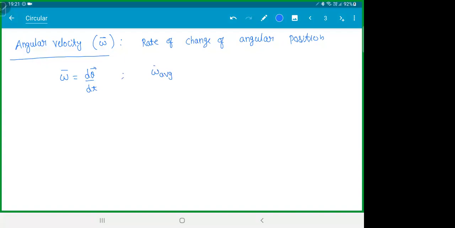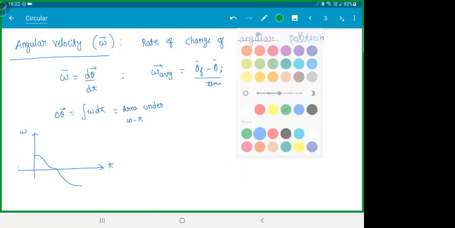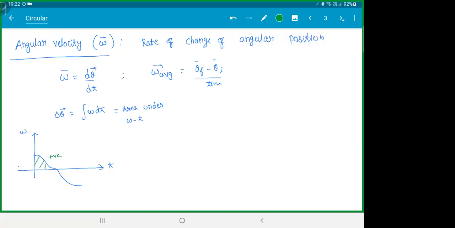Omega average. Remember average velocity? Final position minus initial position by time. So delta theta would be integral omega dt. So if someone plots a graph between angular velocity and time, this would be the area under the omega-t graph. Area above the x-axis is positive. Area below the time axis is negative. Exactly what in kinematics, everything is valid.